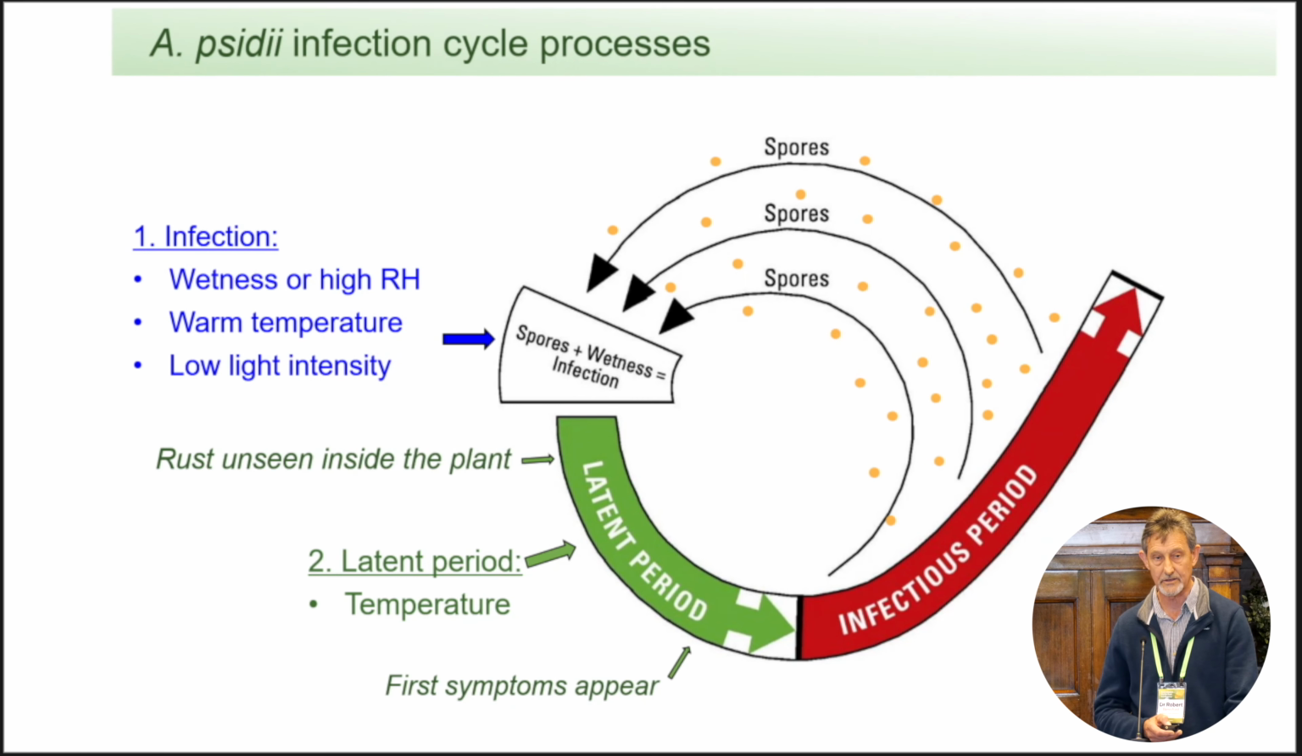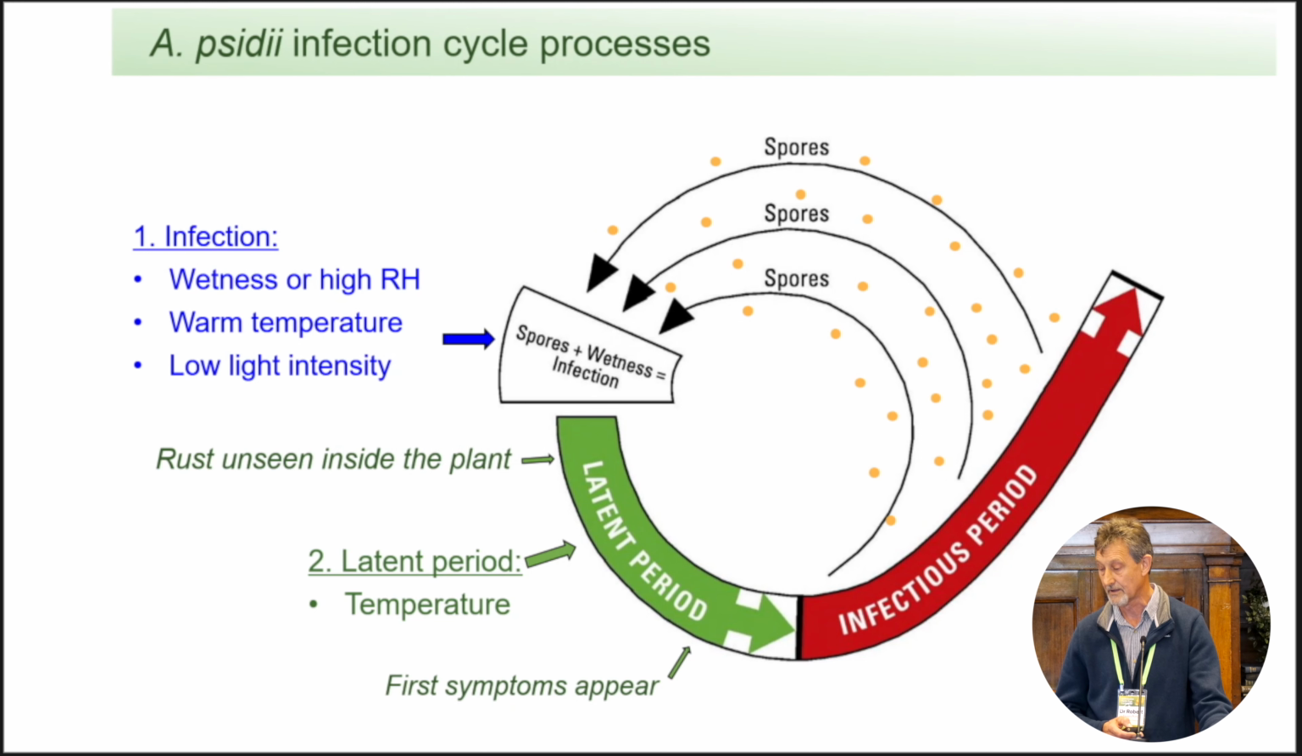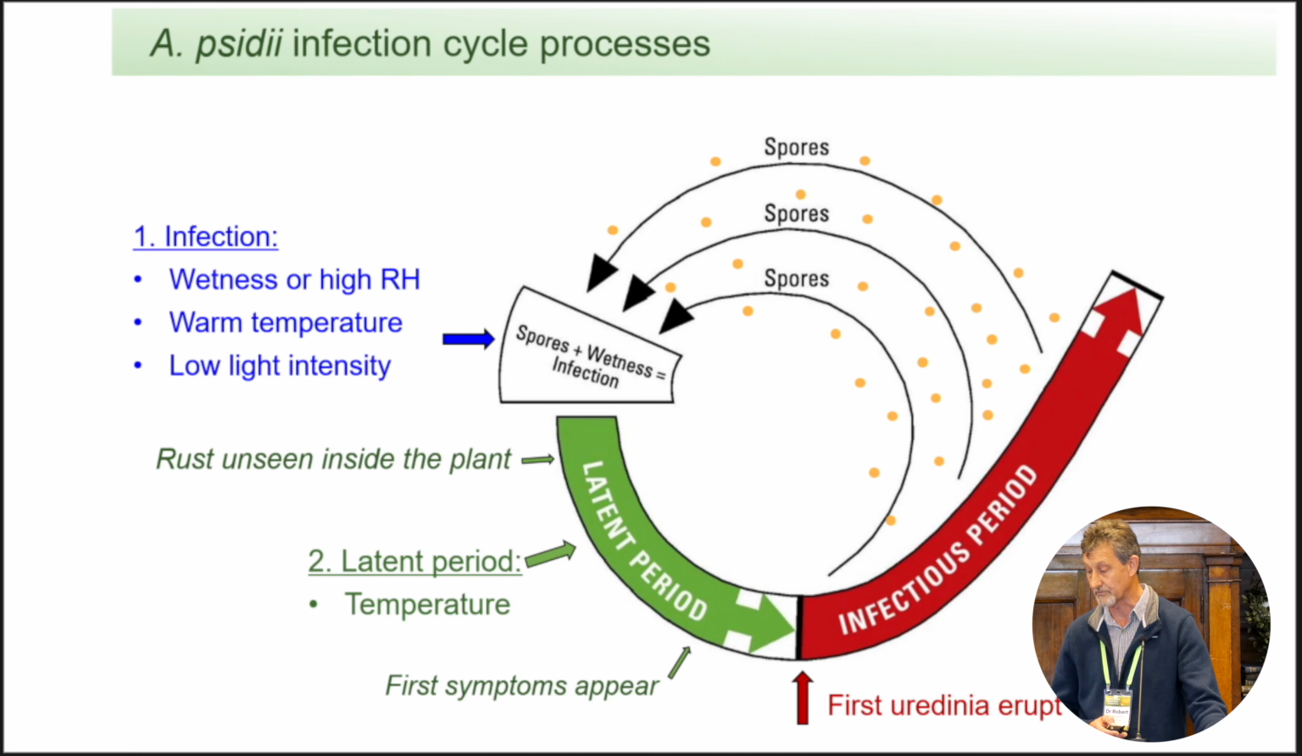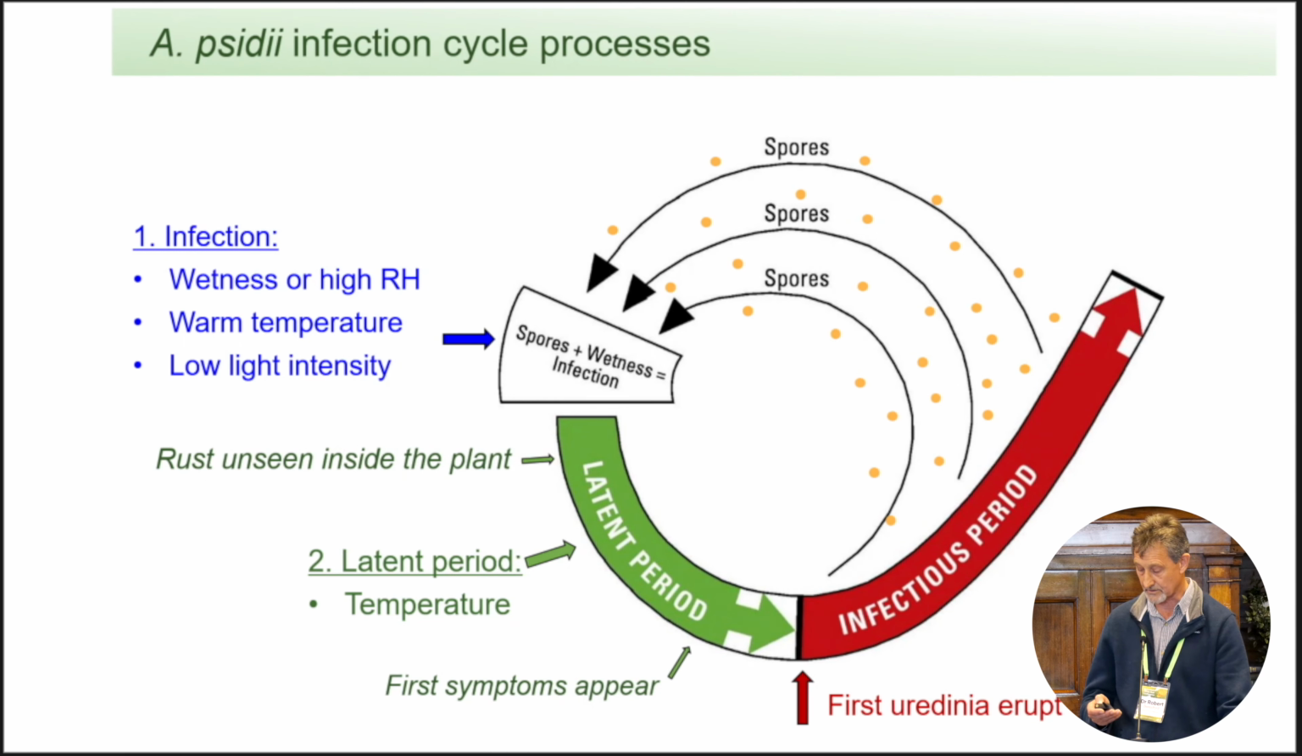And when it's initially inside the plant, it's unseen, but towards the end of the latent period, you start to see the first symptoms. And this is an interesting cross-reference to Michael Bartlett's paper earlier today with the work that they were doing on detecting the latent infection inside the plant. And then, of course, at the end of the latent period, the first uredinia erupt, and we go into the infectious period, where we've got spores being produced and dispersed, and they can go around and complete the cycle.